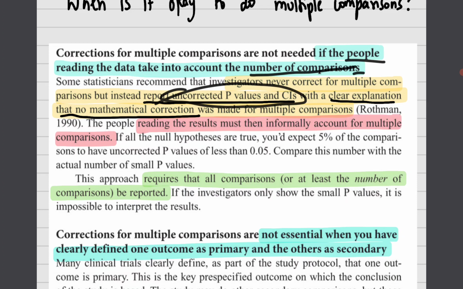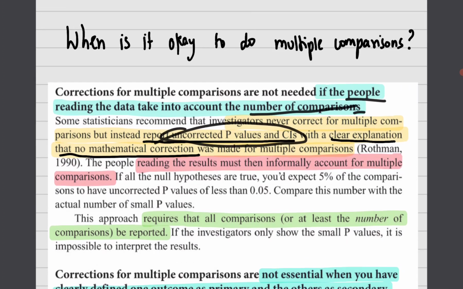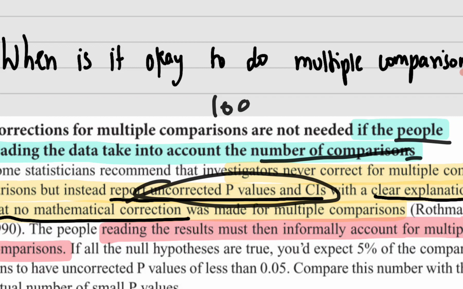You can just tell in your manuscript how many comparisons you actually did and how many of them came out to be significant. So that is one informal way of accounting for multiple comparisons. So let's say you are doing maybe 100 comparisons in your manuscript, and then the readers of the manuscript can informally account for multiple comparisons, because we know that the significance threshold is 5% in each of these 100 comparisons.